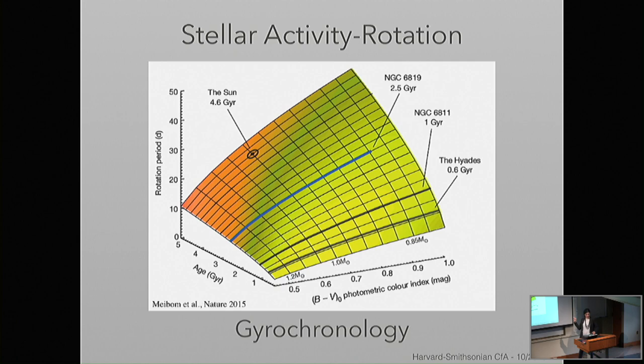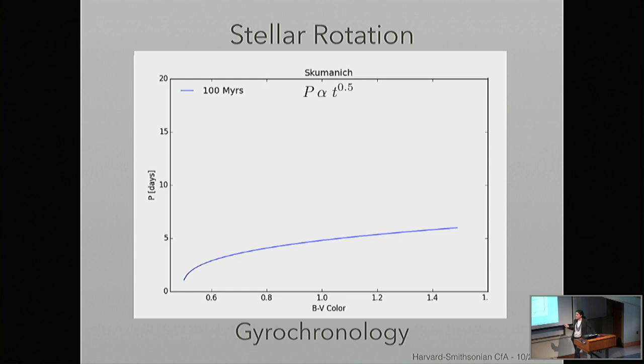If we take 2D cuts at constant ages of this 3D plot, then we expect to see the following. We expect to see that rotation periods are a unique function of color for each age, that evolves with age according to Skumanich's law for spin down, like that.